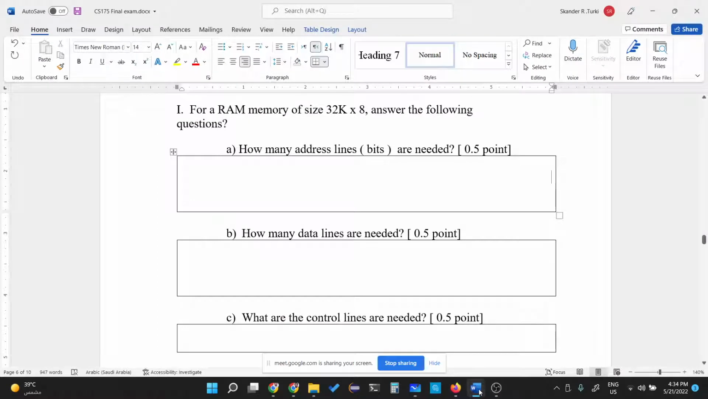Okay. Why 10, Mister? Sir, is the final same for all the sections? I did not understand the question. The doctor is asking whether the final will be unified? Yes, it's unified.